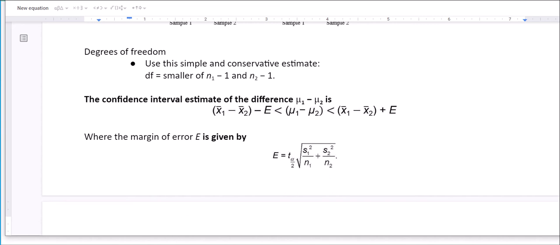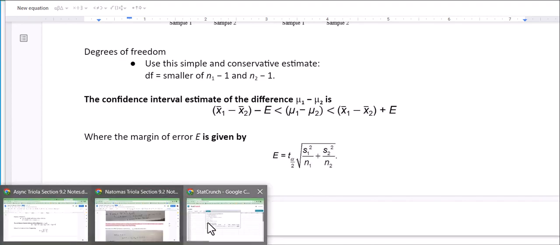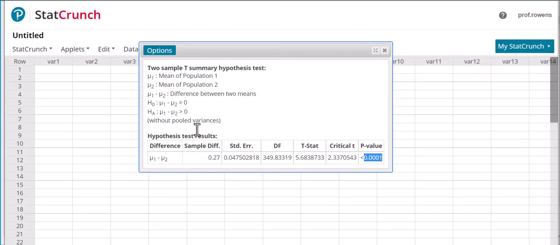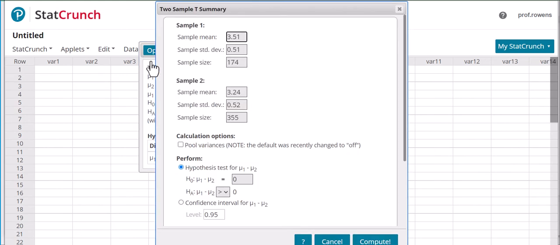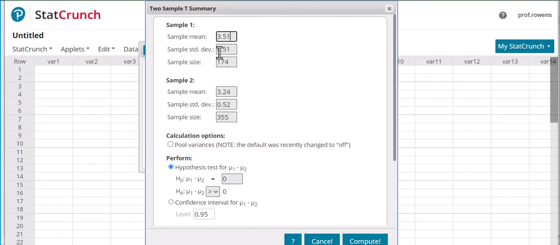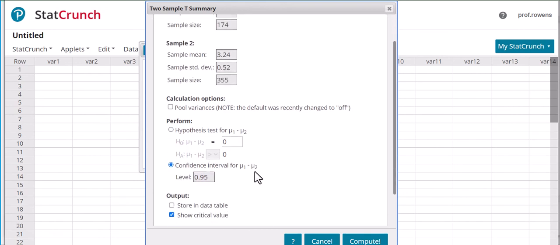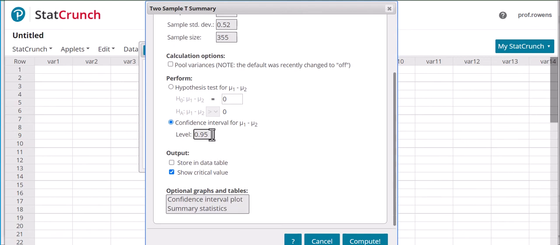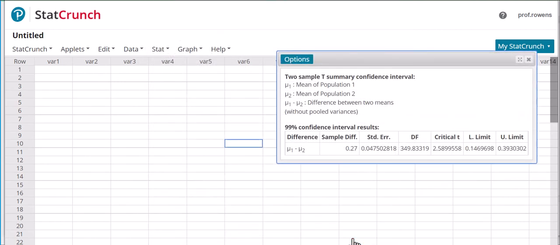And then look that up in our t-table and multiply by the square root of this, or we can go and use StatCrunch. So let me use StatCrunch just to show you. Because I have the data already loaded here, I'm just going to go to options and edit so that I don't have to enter the data again, right? I already have my sample 1 data there, my sample 2 data there. So I'm just going to go from perform a hypothesis test to a confidence interval. And the level of confidence is 99%. So do 99 and compute.